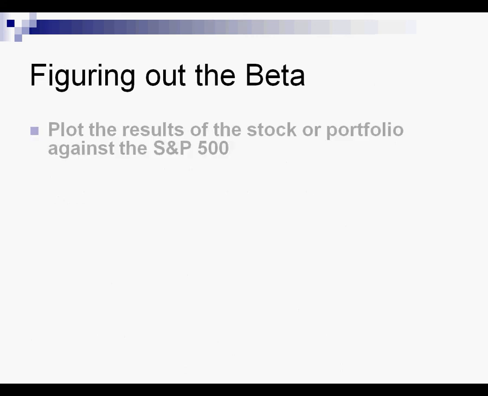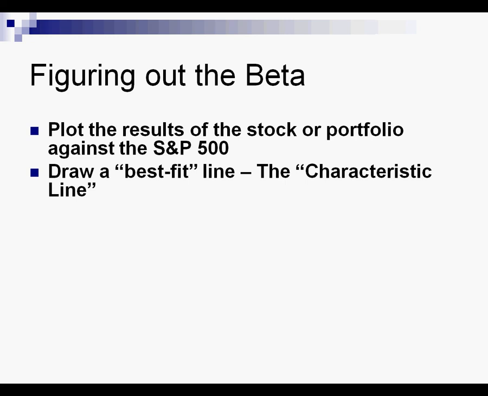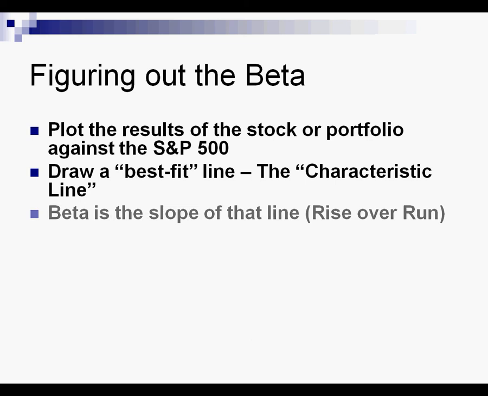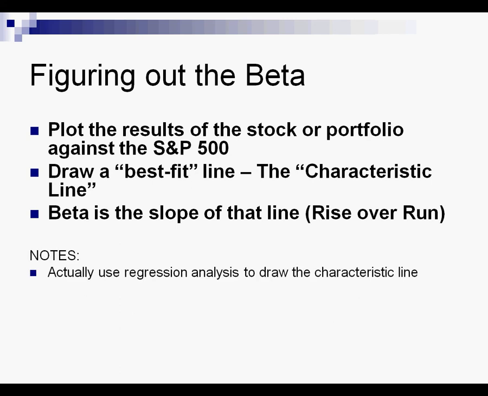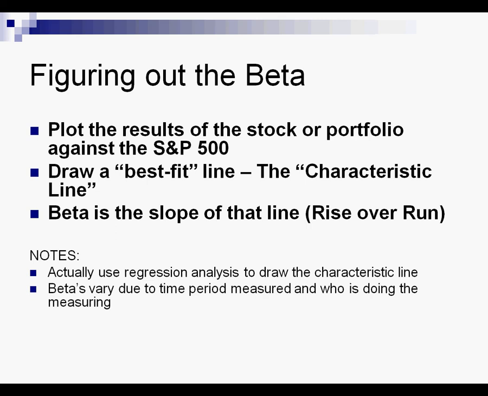Figuring out the beta, well, you plot the results of the stock or the portfolio against the S&P 500, and then you draw a best fit line. It's actually a regression line, but it's called a characteristic line. And the beta is the slope of that line. And remember that slope is rise over run. One way to remember that is you must rise from bed before you run into class. And some notes here, we're actually using regression analysis to draw the characteristic line. We won't be doing that in class, but that's how they get it.